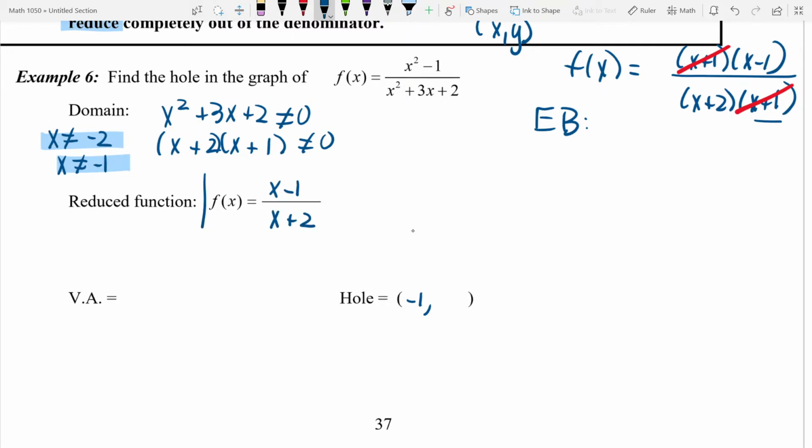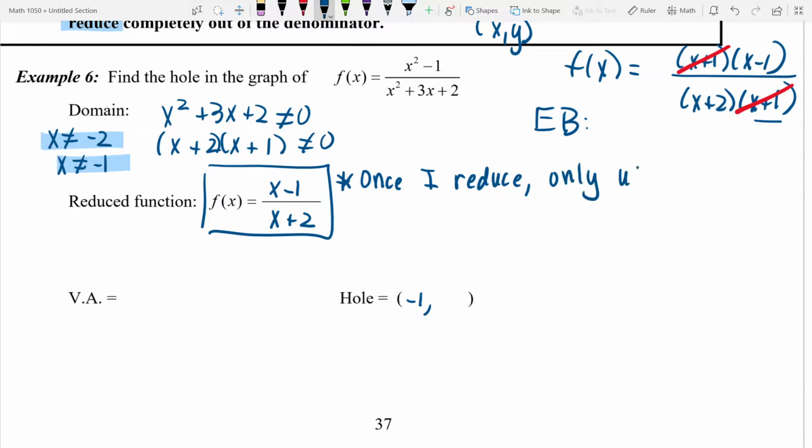Okay? I want you to put a box around that, and I want you to write a note to yourself. Okay? And I want you to write down, once I reduce, only use the... does anybody have any idea what I'm going to say? Yes. Only use the reduced equation. Not the what, everybody? Not the original. So that thing's gone forever.